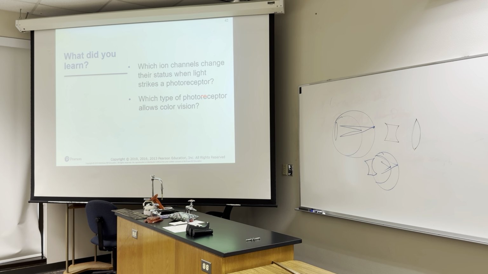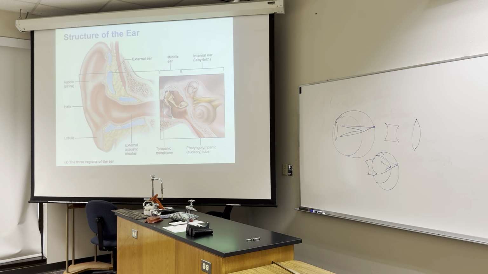Okay, so which type of photoreceptor allows color vision? Cones, yeah, good. Now, does anybody have any question about the eyes? No question about the eyes?